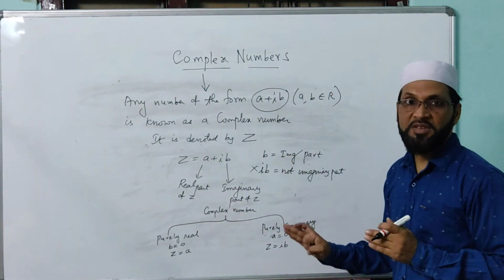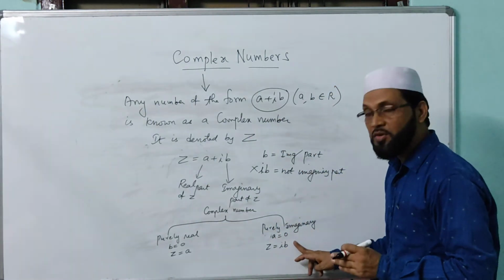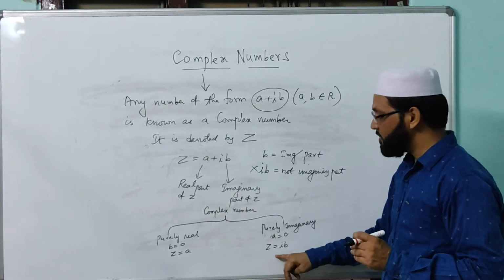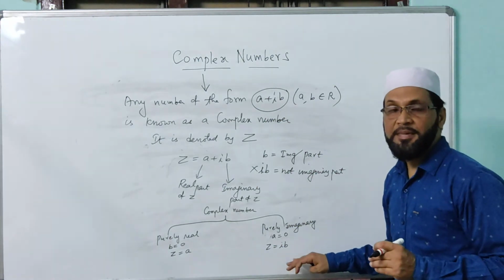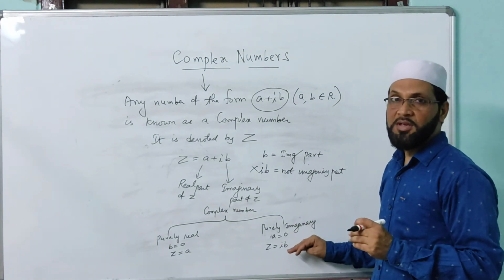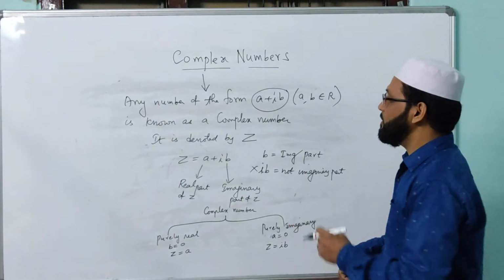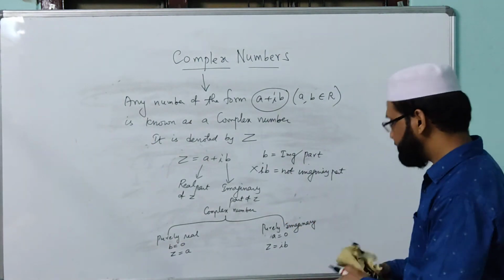The complex number will be purely imaginary whenever there is no real term. If the real term is missing, if the value of a is 0, then z will be only equal to iota b. This is an imaginary term. So this is said to be a complex number which is purely imaginary. Okay, so let's move forward.